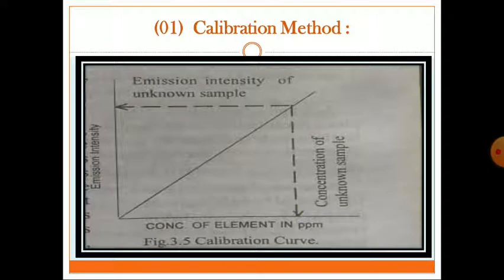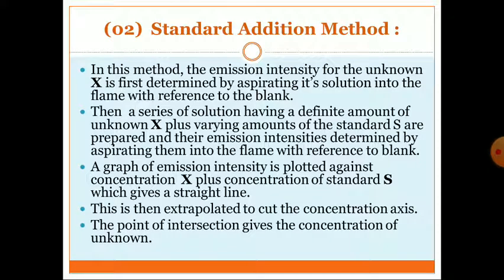Now the second one is the standard addition method. In this method, the emission intensity of the unknown x is first determined by aspirating its solution into the flame with reference to a blank. That means we take the unknown sample solution x initially, then determine its emission intensity by using the blank solution.